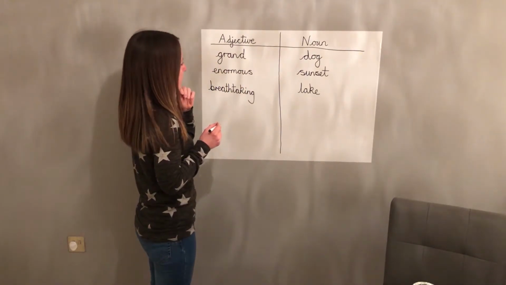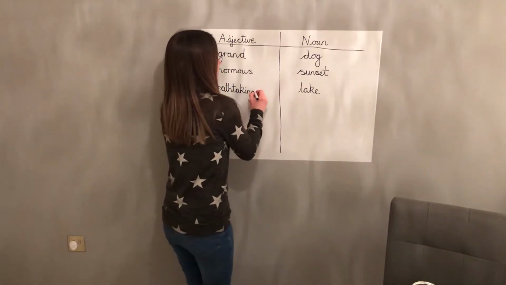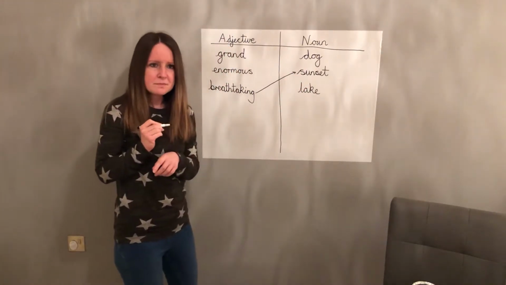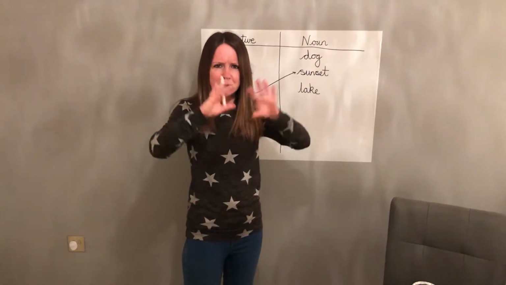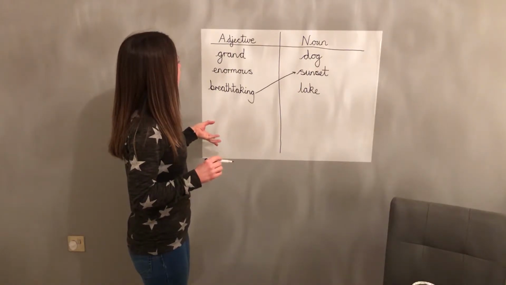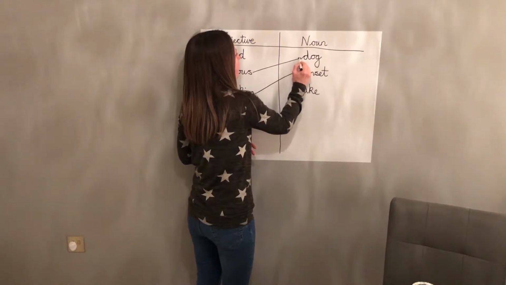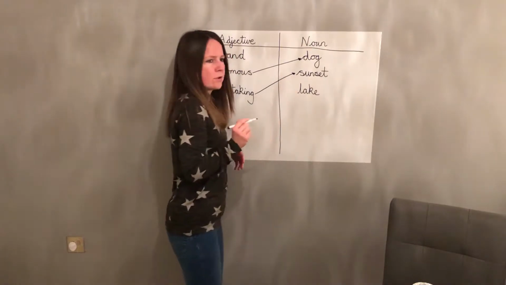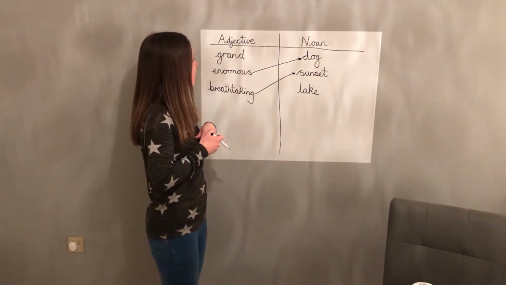Grand, enormous, and breathtaking. Breathtaking's lovely, and I think breathtaking and sunset would go really well together because sunsets can be really breathtaking when you see them sometimes, especially with all the lovely colours across the sky, can't they? Okay, then I think we'll have an enormous dog because there are some tiny dogs around, but there are some enormous dogs as well. So I think enormous dog would be sensible.